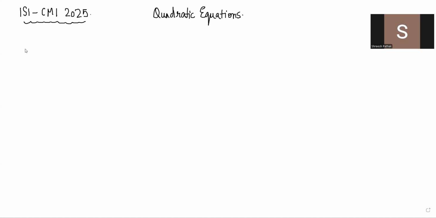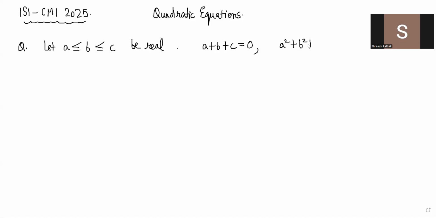So there was a third problem that I wanted to discuss yesterday. Yes. The question says let A is less than equal to B, less than equal to C, be real numbers, and you have A plus B plus C is equal to 0, and A square plus B square plus C square is equal to 1. You have to prove that B square is less than equal to 1 by 6.